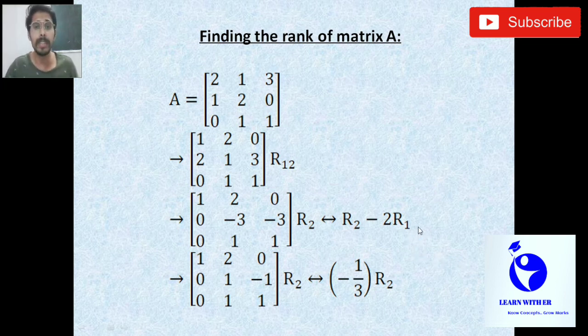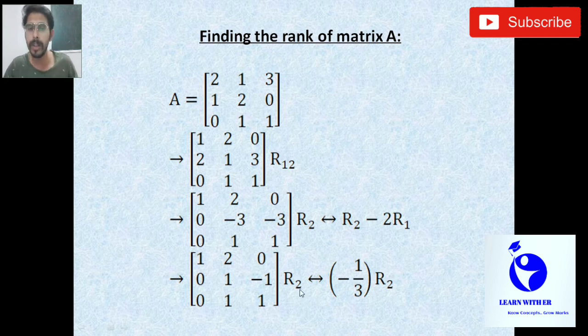All of these things are done keeping in mind one single thing, that we have to reduce it to the echelon form, and once it is reduced to the echelon form, we can find the rank from here. So the next one: R2 will be changed to R2 minus 2R1. So R2 minus twice of this: 2 minus twice of 1, which is 0, 1 minus twice of 2, which is minus 3, and 3 minus twice of this, which is again minus 3, and the rest of the things are exactly the same.